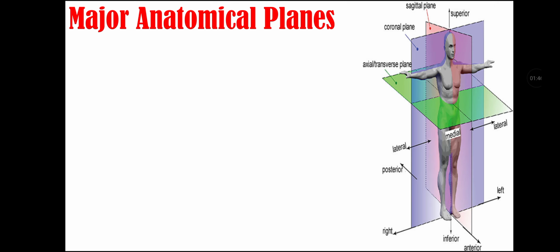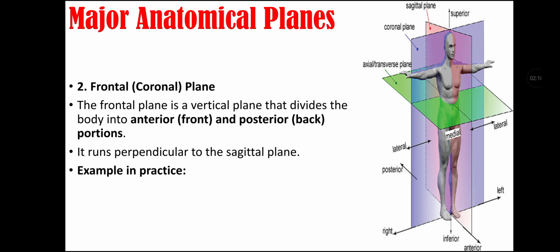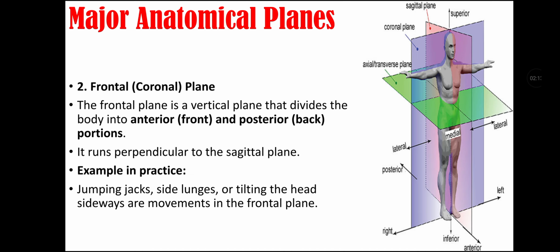The next major anatomical plane is the frontal plane, that is also called the coronal plane. The frontal plane is a vertical plane that divides the body into anterior and posterior portions, or we can say a vertical plane that divides the body into front and back portions is the frontal plane. It runs perpendicular to the sagittal plane. Examples in practice of the frontal plane are jumping jacks, side lunges, or tilting the head sideways, which are movements that occur in the frontal plane.